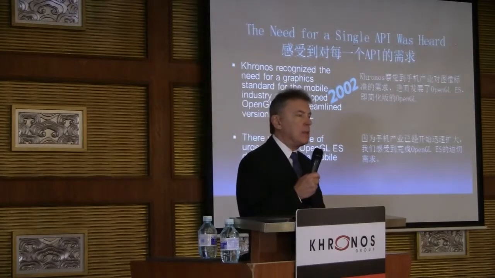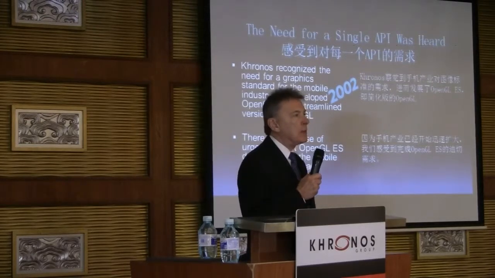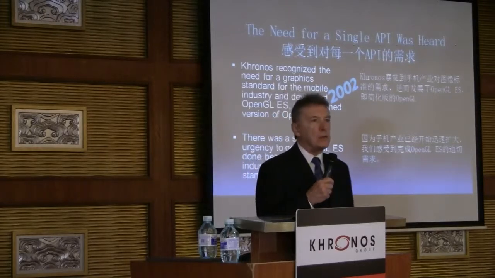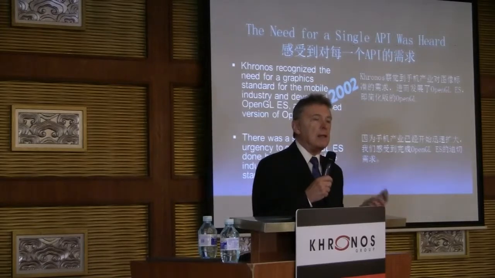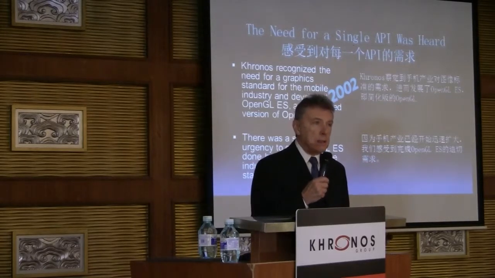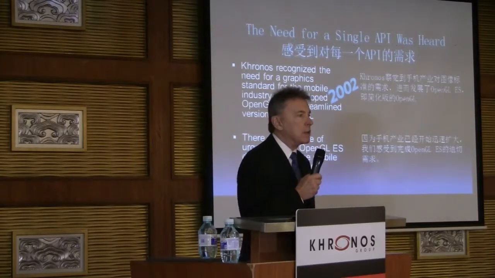One of the first products that Khronos was able to come out with was a stripped down version of the popular API called OpenGL. OpenGL had been developed by Silicon Graphics about 20 years ago. And Tom's going to tell you a whole lot about that. But OpenGL was the most powerful API, still is the most powerful API, but used for bigger machines, workstations, and things of that nature.